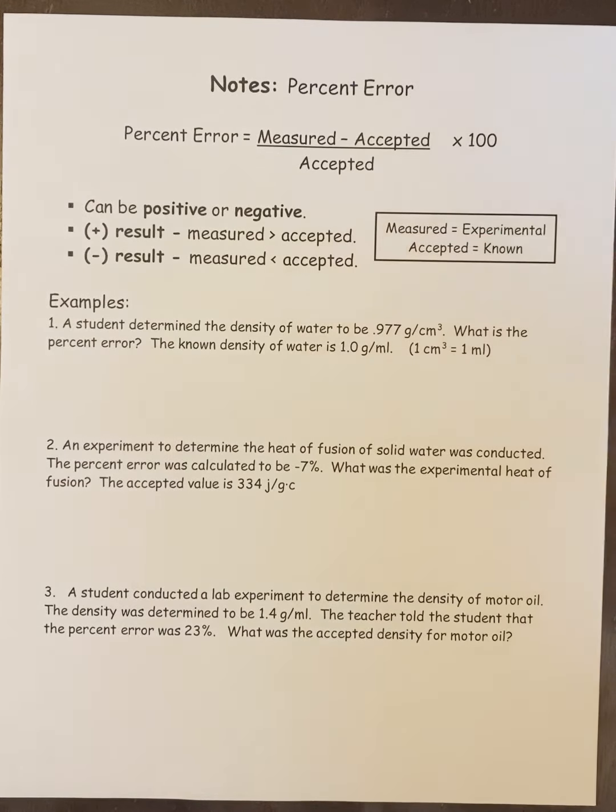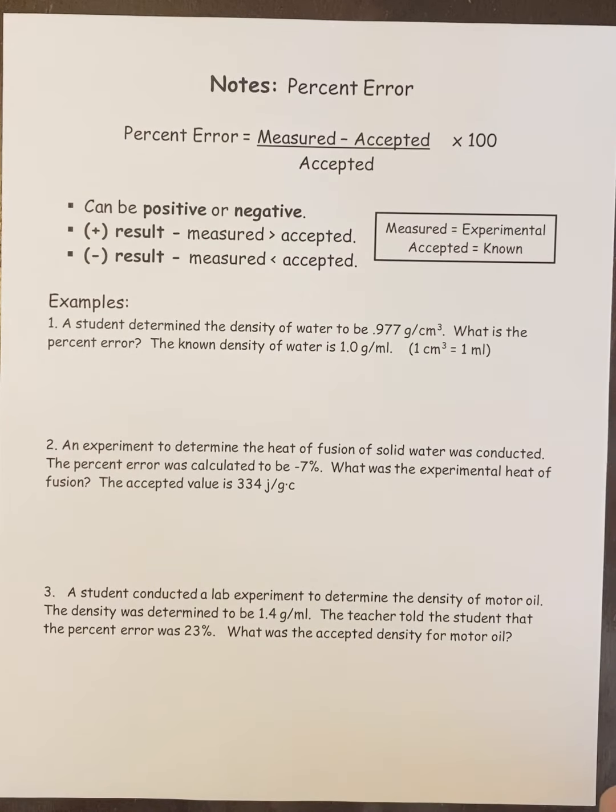Another word for measured is experimental, because we measure things in experiments. And another word for accepted is the known value, because the accepted value is what everybody knows is the correct value. So that's why it also can be called those names. They can be used interchangeably. So let's do some problems.